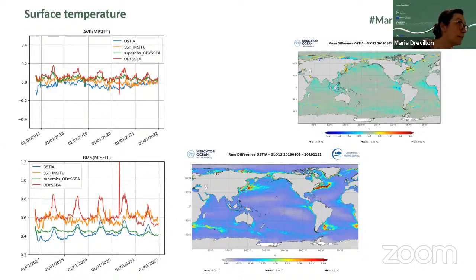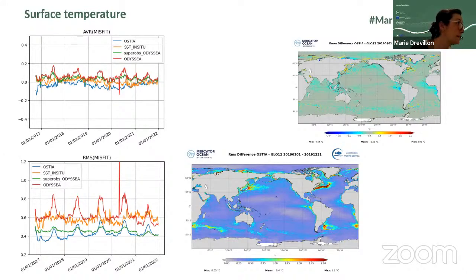The strong errors are really located in the very strong currents and the western boundary currents here. And if you look at the mean error showing the biases with respect to OCR during 2019, here you can see some large scale differences, but which are still below 0.5 degrees, which is the typical error of the satellite SST. So this is quite satisfactory.